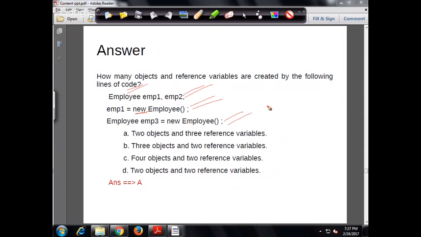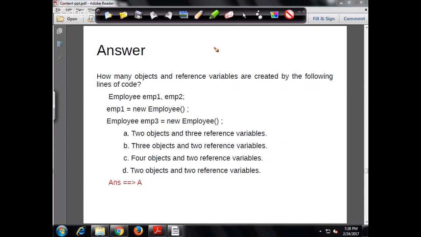Now in the third line, we are creating a new reference variable, EMP3, and at the same time instantiating it using new. So from the first line we have two reference variables, and EMP3 is another reference variable, so we have a total of three reference variables. Since we have used the new keyword only two times, we have two objects, right? So this is why the option is A, that we have two objects and three reference variables. This is the explanation for this particular question.